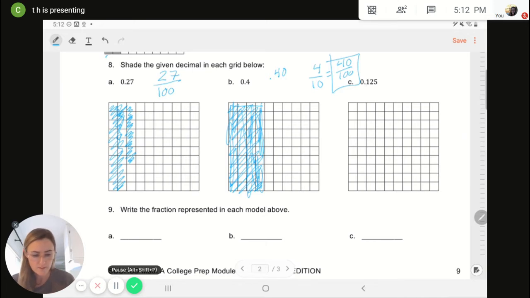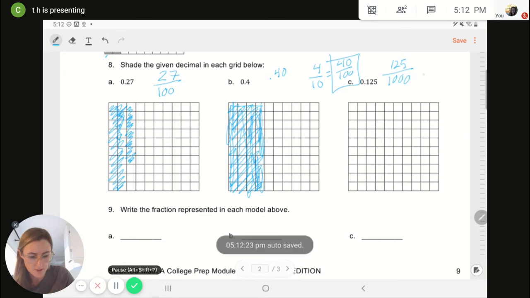Now, 0.125. This is a little bit more challenging because to get rid of the decimal, I now have to move it 3 places. So this is 125 out of 1,000 now. And I want to see what this is out of 100. So how many boxes would I shade out of 100?